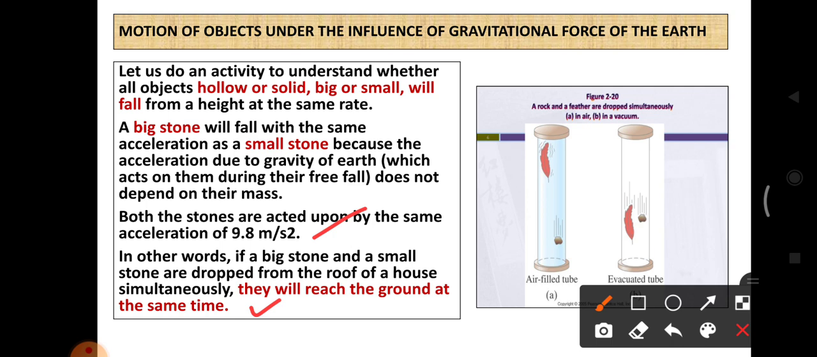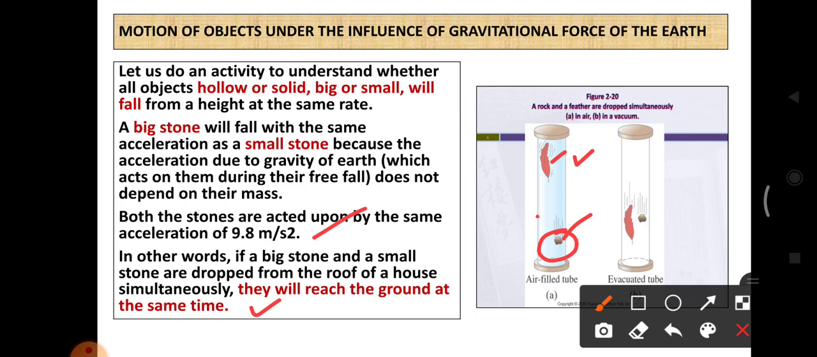Here I took a feather and a stone. You know that the feather is a lightweight material and the stone is a solid material. For this activity, you take a glass jar, and when we drop these two objects inside the glass jar, the stone reaches first and the feather reaches second.